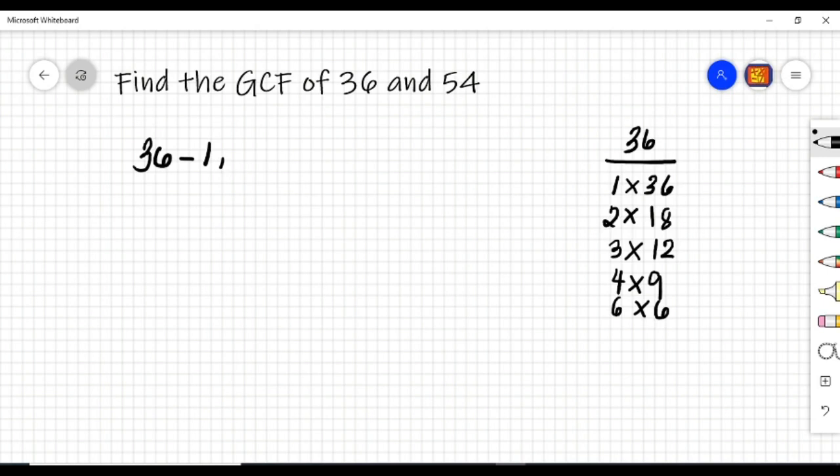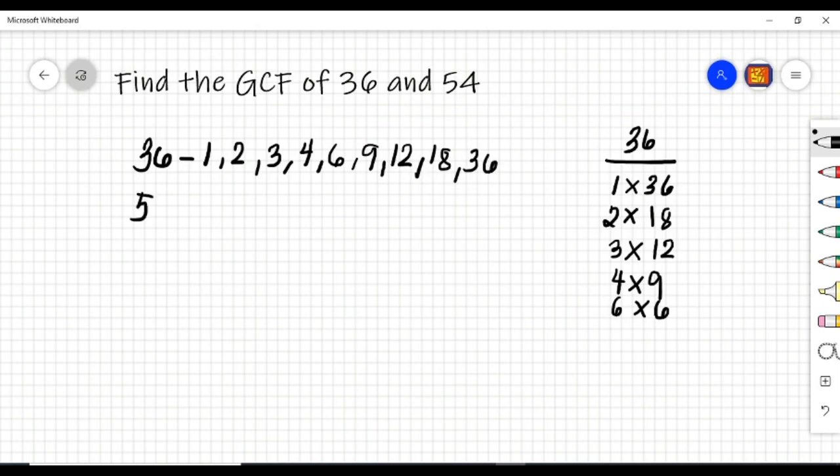Now let's write in increasing order the factors of 36: 1, 2, 3, 4, 6, 9, 12, 18, and 36.